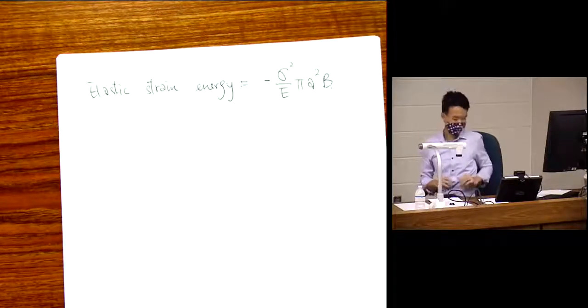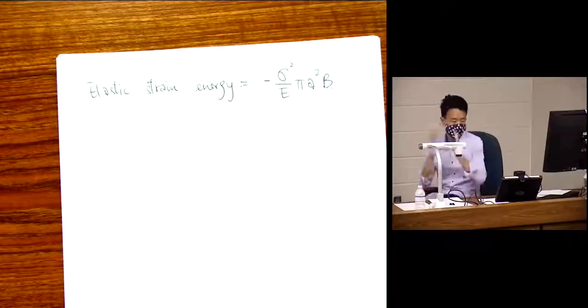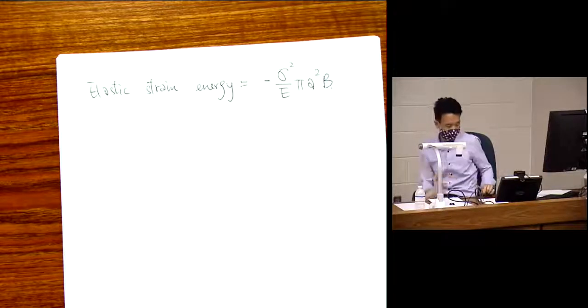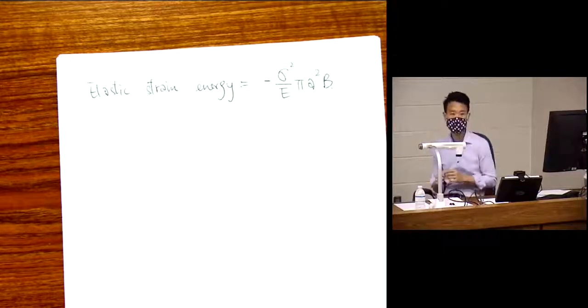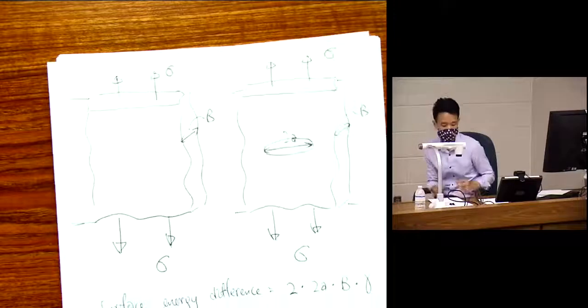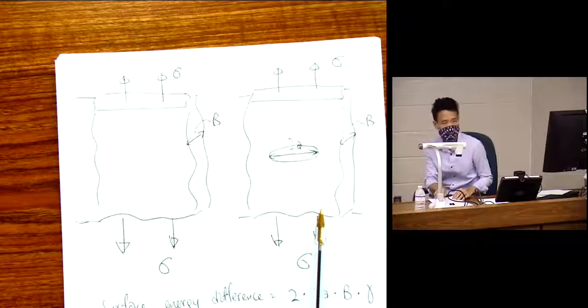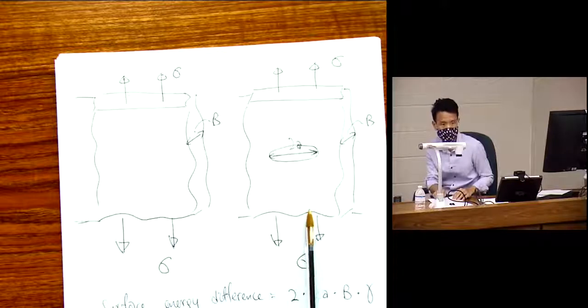And this is what Griffith calculated. This is due to Griffith, in the seminal paper he produced. This is one of the main results. Now, we're going to talk more about this next lecture, but just to point out, it's negative. We use negative because we are comparing this configuration to this one. So this one actually has less elastic energy than this one. Less elastic strain energy in this one than in this one.